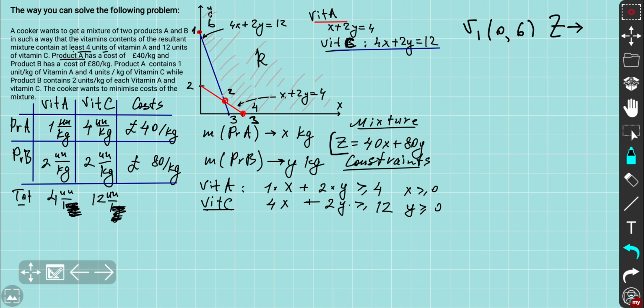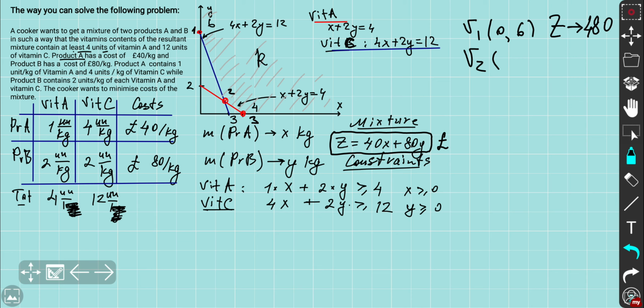So if we plug 0 and 6 into z equals 40x plus 80y, I just contoured our objective function, we've got simply 80y times 6. Let's calculate, and we've got 480 in this case. That's the cost, right? Cost in pounds, and that means we've got 480 pounds in this case.